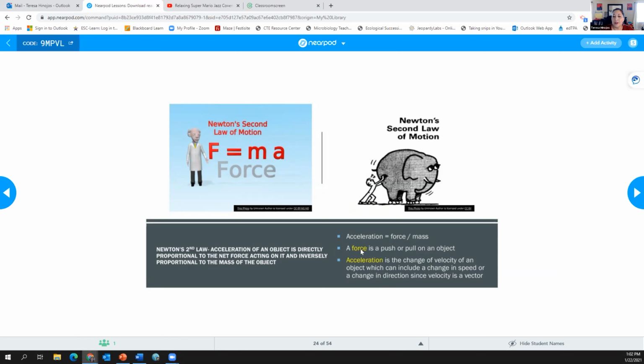You have to know what the term force is. Force is just a push or pull on an object. And again, force is related to this law, but it's also related to other aspects of this competency.